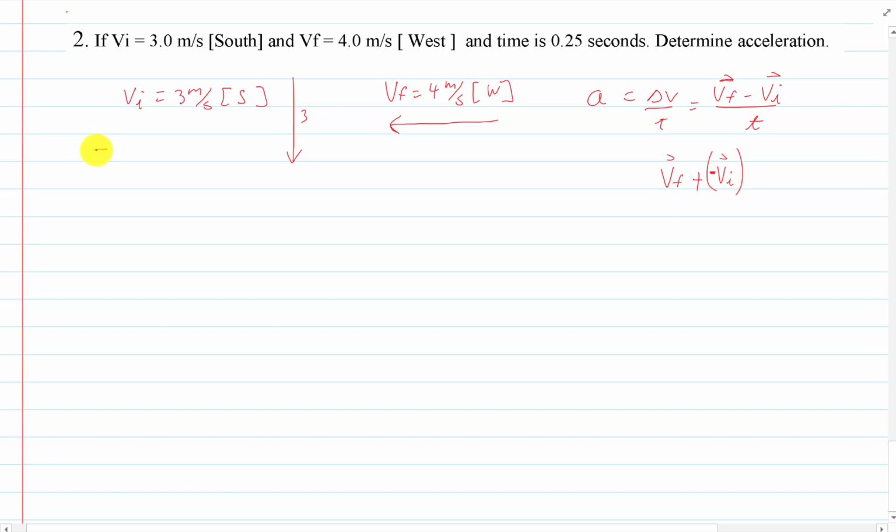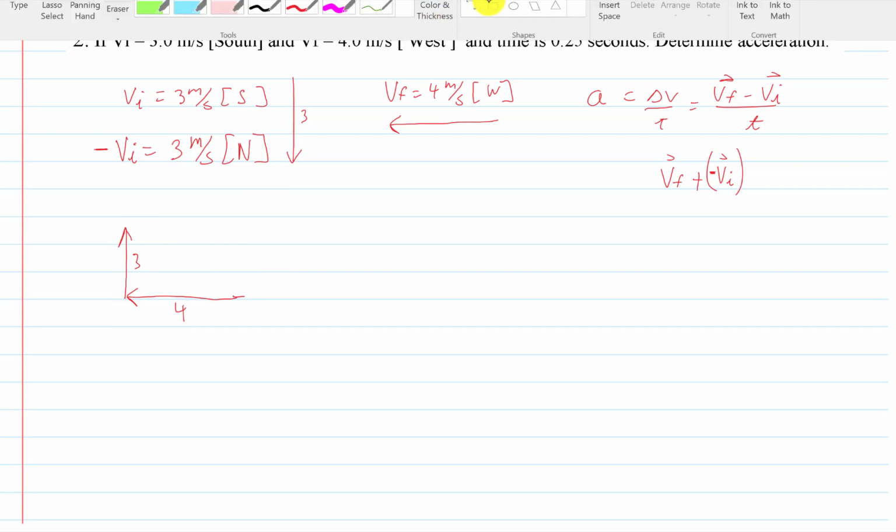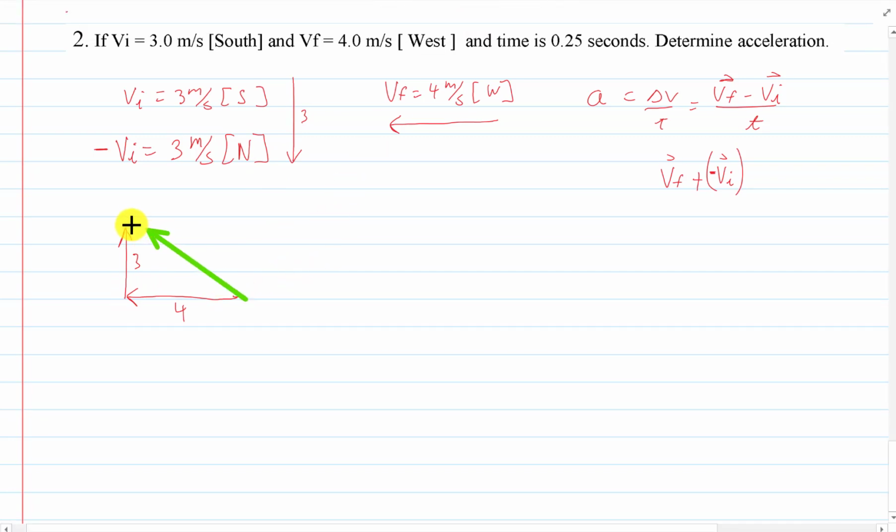So what is negative Vi? If Vi is 3 meters per second south, then negative Vi is 3 meters per second north. So then it becomes a little simpler. Here is negative Vi, which is 3, and we have Vf, which is 4. So we add the 4 west and the 3 north, and we get the resultant vector. Let's draw the resultant vector.